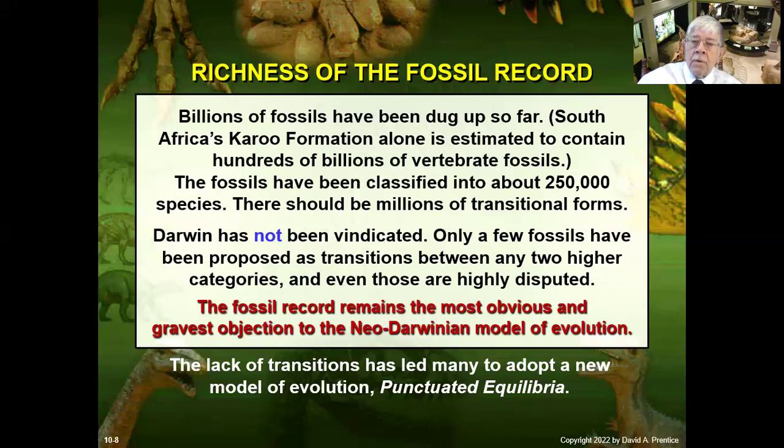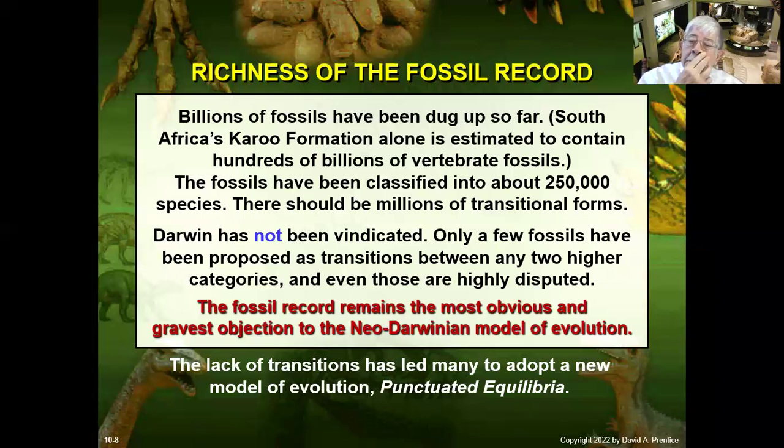When I say only a few, maybe 10, maybe a few dozen fossil types have been proposed as transitions between two higher categories. Even those, if you read the technical journals, are highly disputed among paleontologists. So Darwin said in the 1860s, and I agree, the fossil record remains the most obvious and gravest objection to the neo-Darwinian model of evolution, slow, steady, gradual evolution.